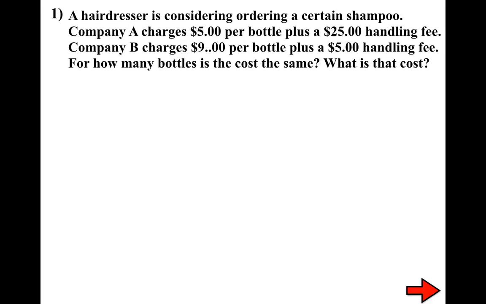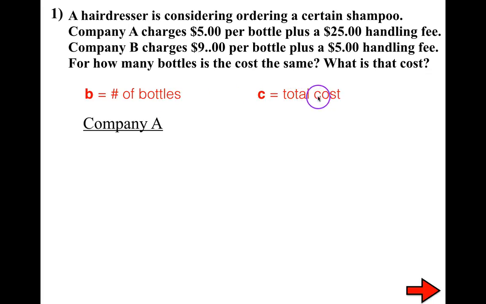So number 1, it says, a hairdresser is considering ordering a certain shampoo. Company A charges $5 per bottle plus a $25 handling fee. Company B charges $9 per bottle plus a $5 handling fee. For how many bottles is the cost the same? What is the cost? So first of all, they want to know how many bottles and what the cost is going to be. And for those reasons, I'm going to use those things to represent the variables. So I'm going to say B to represent the number of bottles and C to represent the cost. Now, let's take a look at Company A.